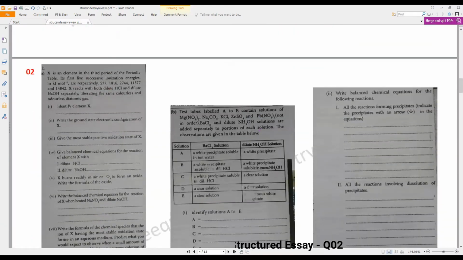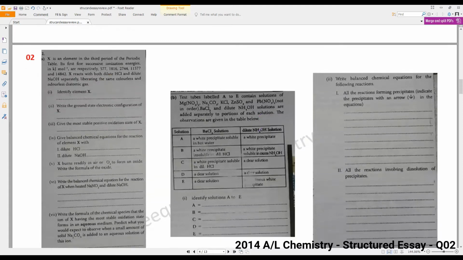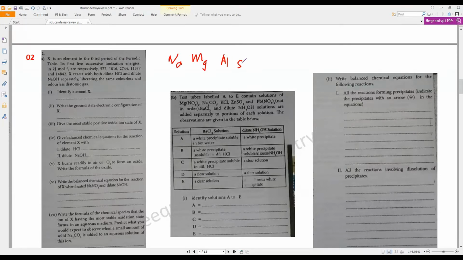So we will move to question number 2 quickly. We have X, which is an element in the third period. Remember, in the third period we have sodium, magnesium, aluminium, silicon, phosphorus, sulfur, chlorine, argon. These are the elements, and its first 5 successive ionization energies.